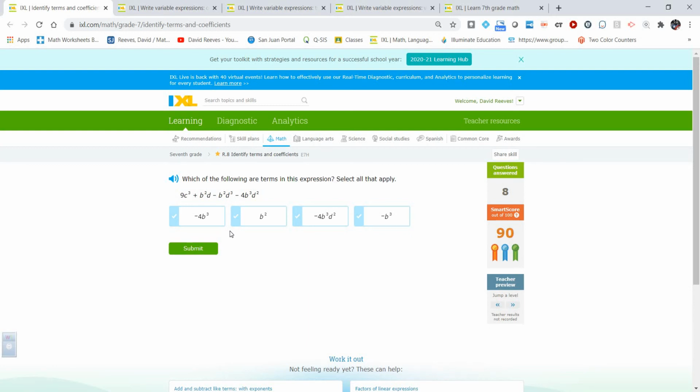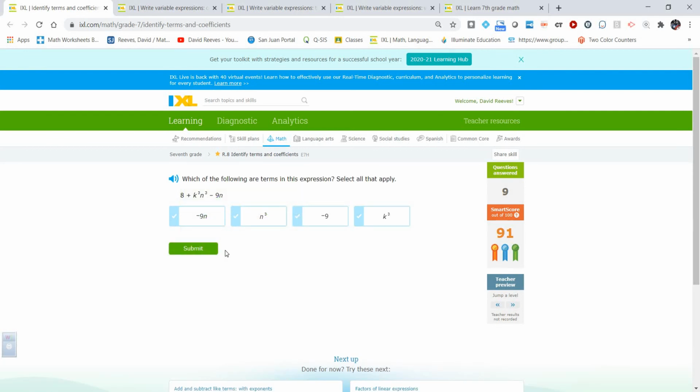Which of the following are terms in the expression? All right, so the first term is 9c to the third. That's not there. The second term is b squared d. B squared d. That one's not there. All right, this one, negative b squared d to the third. All right, and then negative 4b. Wow, this is the only one that's a term. All right, some of these are parts of the terms, but that's the only one that actually is a term.